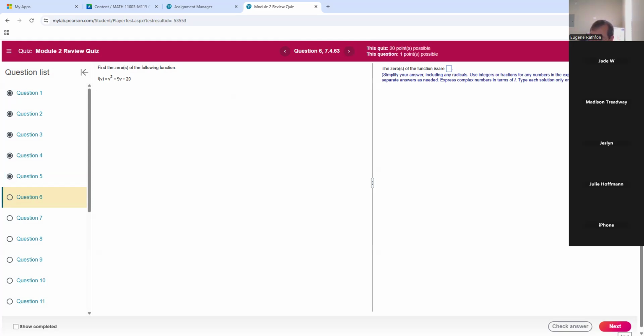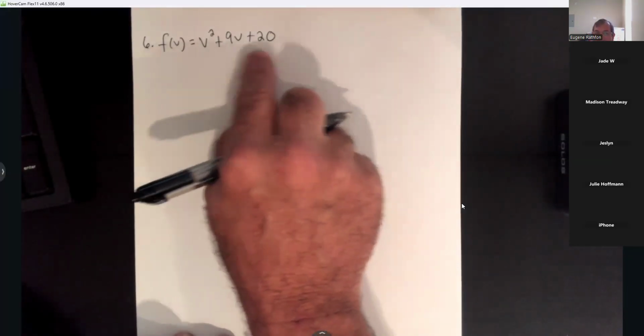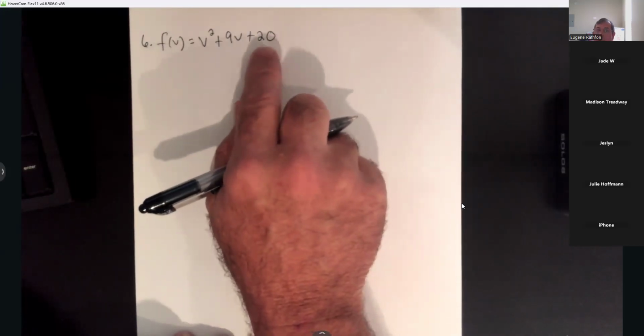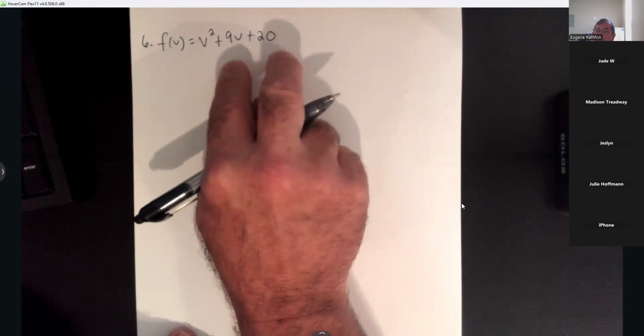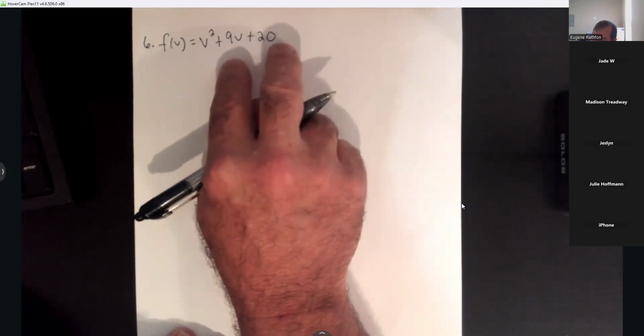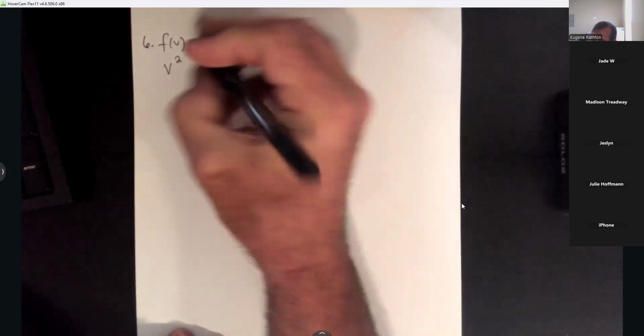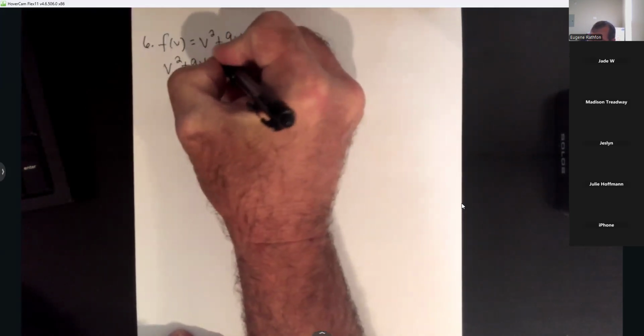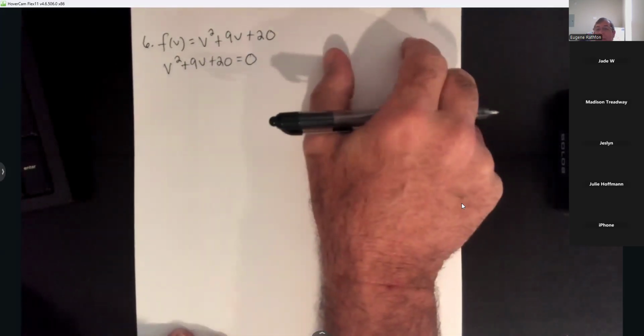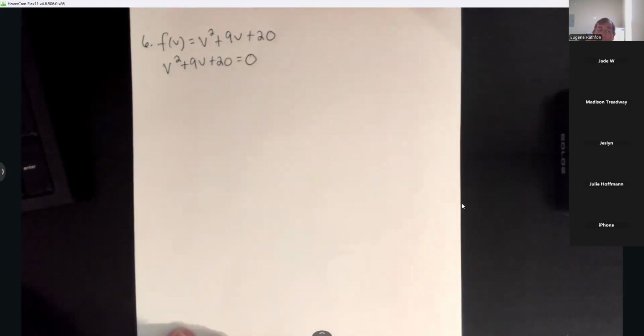All right, y'all, so let me write this down. v squared plus 9v plus 20. All right, so I'm going to go to my pad and we'll work this. Now, number 6 is one that you can factor. Okay? You can do the quadratic formula on this if you wish, but this one will factor. So I'm going to take it and set it equal to 0 and actually factor this one. So I'll show you how you can factor this one, and then I will work it using the quadratic formula if you need, okay?